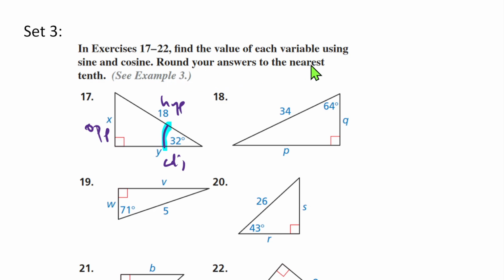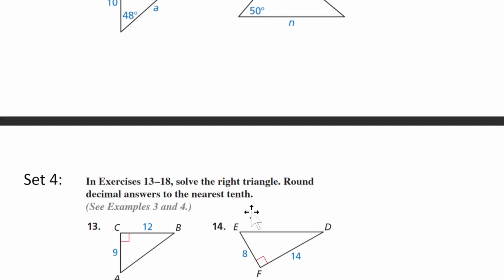Round your answers to the nearest tenth, so that means that if you get an answer like 13.86, that rounds to 13.9 because that's tenths place. So that's all these problems.